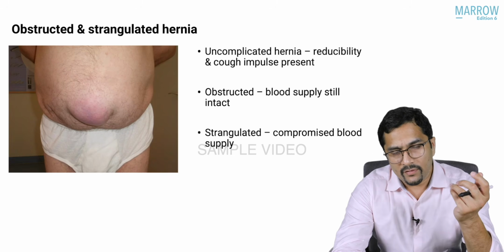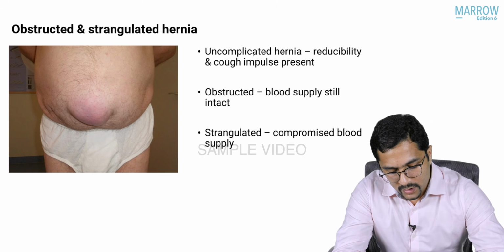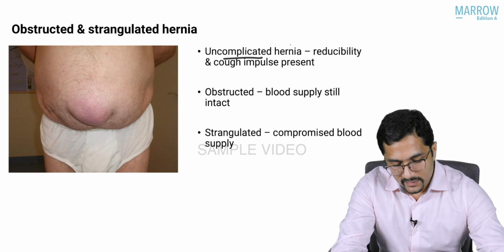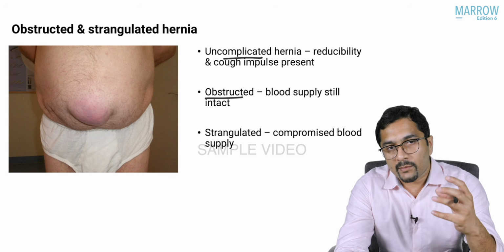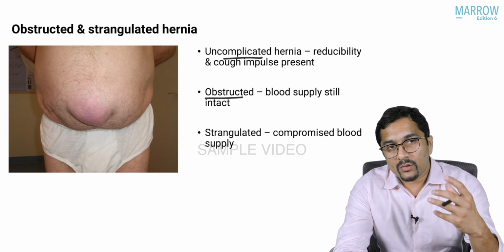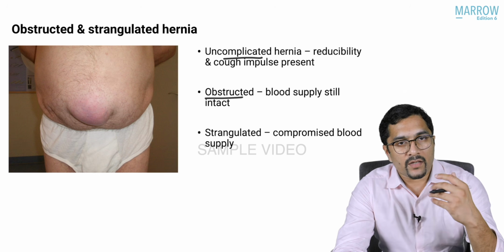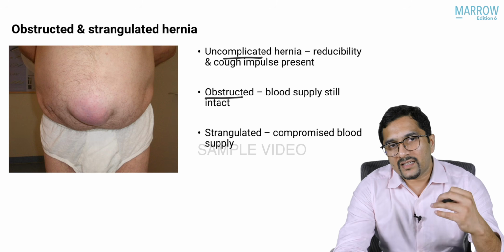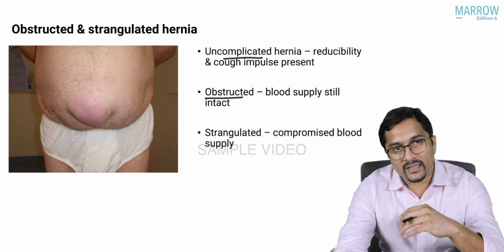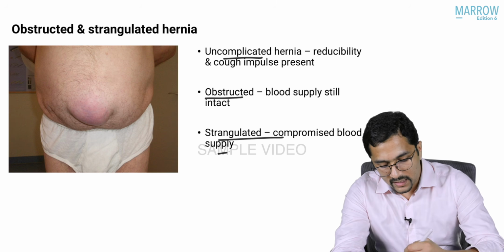wall containing it. Hernias can be of various types. You can have an uncomplicated hernia, in which both reducibility and cough impulse will be present. An obstructed hernia is when the contents become obstructed. That means reducibility and cough impulse are going to go away, but the blood supply of the contents is still intact in an obstructed hernia. Strangulated hernia is, on the other hand, a hernia where the blood supply also becomes compromised. That is a strangulated hernia.